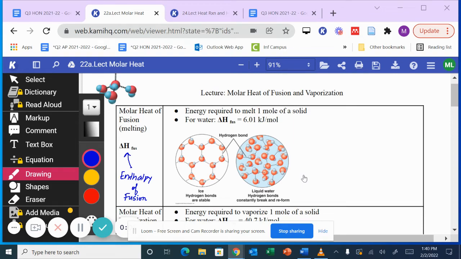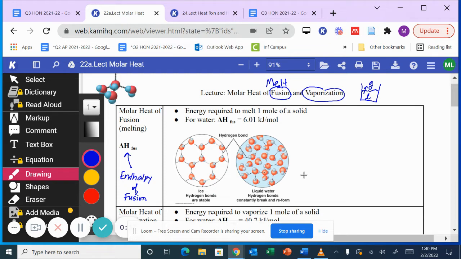In this lesson, we will be learning about molar heat of fusion and vaporization. So in this case, fusion means to melt. The way I think about it is if you fuse two solids together, or you melt them together, you can get one solid. So for example, if you're melting two metals together into one, you get an alloy. That is fusion. Vaporization means when you're turning it from a liquid to a gas. So you are boiling it.